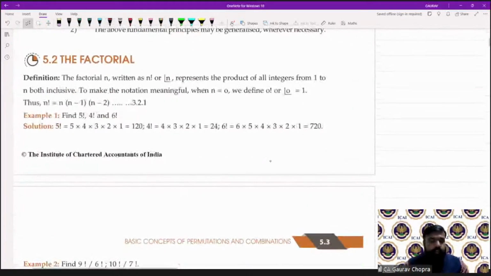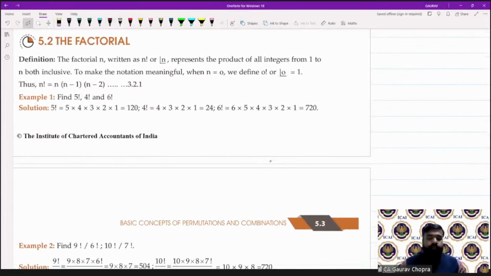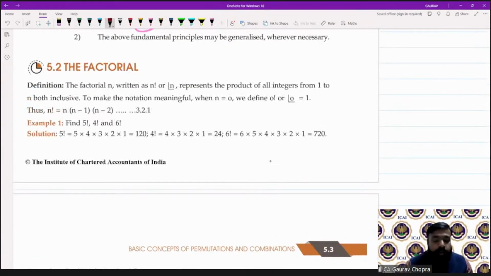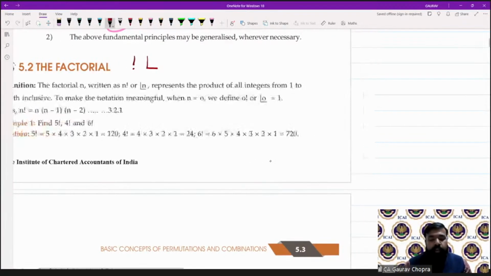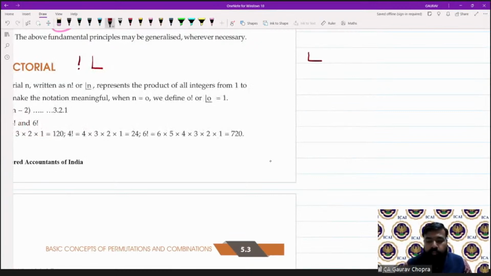Now comes the factorial portion. The factorial is denoted by an exclamation mark or an L sign. So when we write factorial 1, it means 1. Factorial 2 means 1 into 2. Factorial 3 is 1 multiplied by 2 multiplied by 3. How much is it? 6.